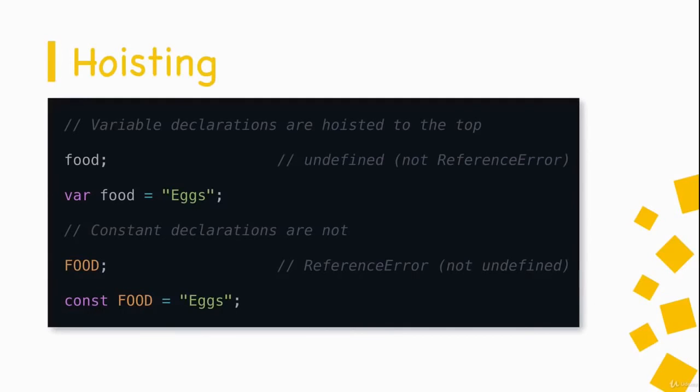So if you try to refer to a constant before it's declared, it throws a ReferenceError. So when you type in food, the constant, and declare the constant later, const food equals eggs, it doesn't work because the constant declaration is not hoisted to the top. So when the first line is executed, JavaScript can't find a constant named food, and it throws a ReferenceError. So unlike variables, constant declarations are not hoisted.